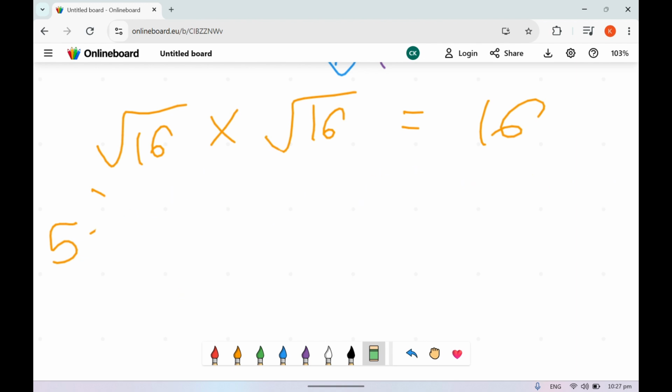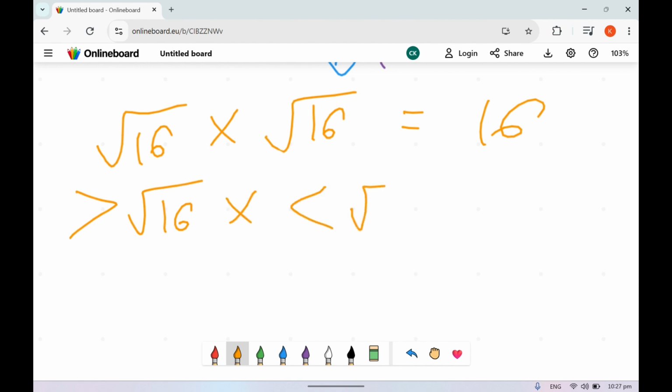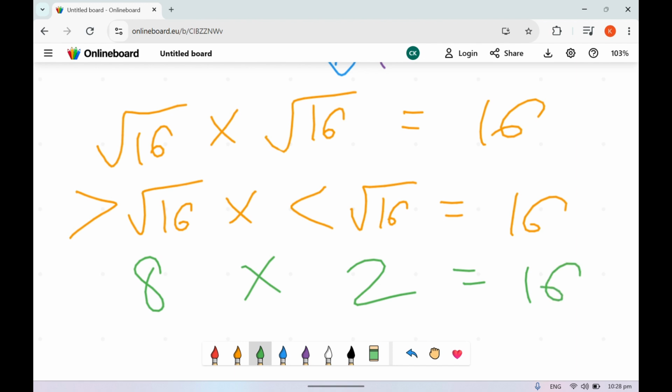However, if I were to do something like this, it's possible. Something that's greater than the square root of 16. The square root of 16 is 4. Something greater. Let me think. 8 is greater than 4. Something smaller, 2 is smaller. Makes sense, right? Because this increase and this decrease balance out.